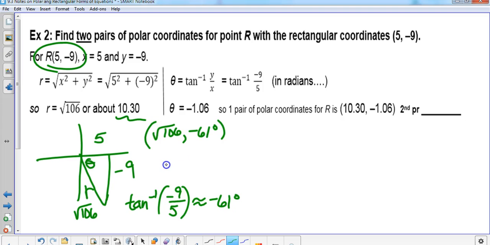But do you remember, in polar mode, every point has infinite names, remember? We need some more names for that. What could we do to get another name? We could add 360. We'd have 299.